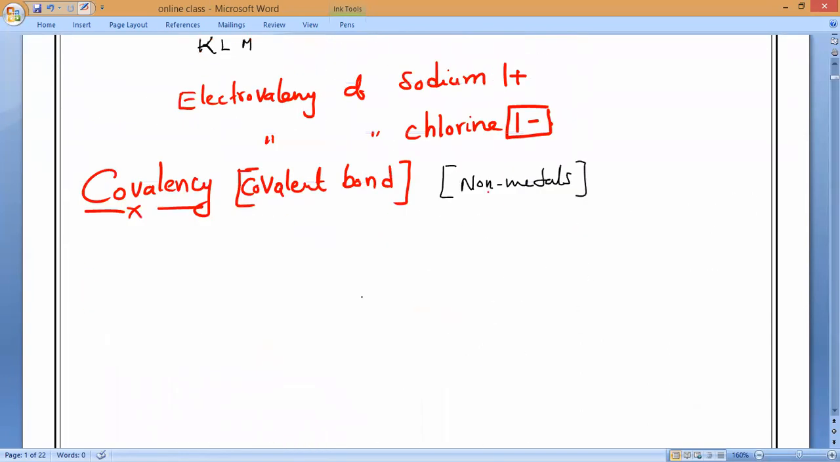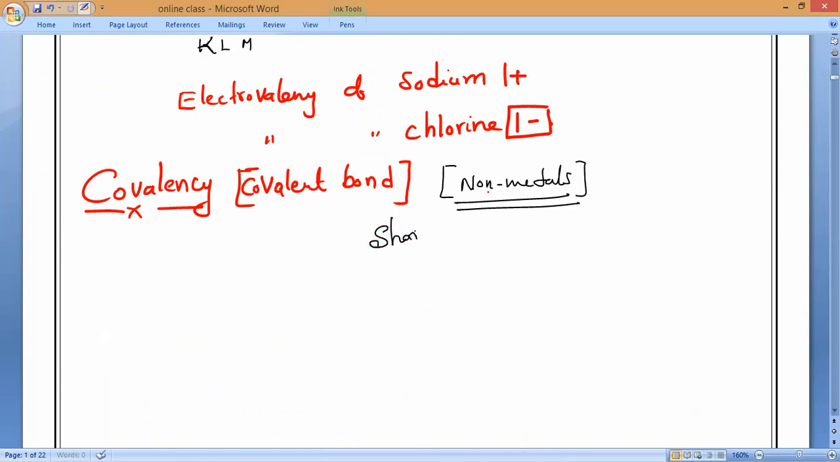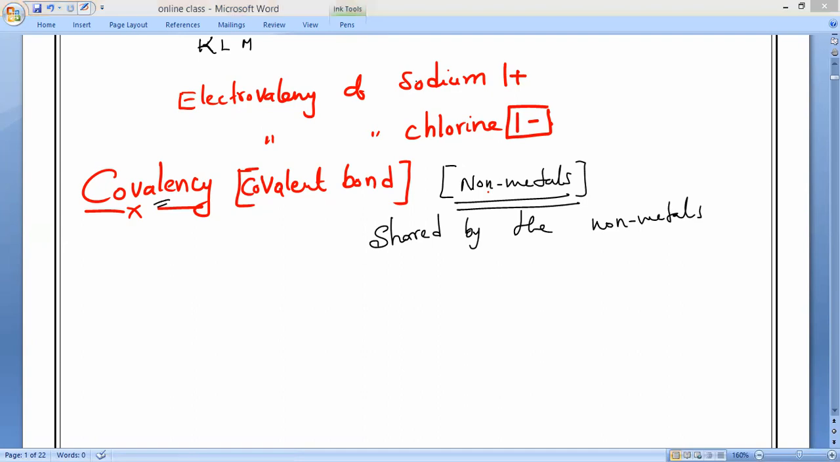But if it comes to covalency, it is shown only by whom? Non-metals alone. So remember, the number of electrons shared by the non-metals is what we call covalency. Understand everyone?